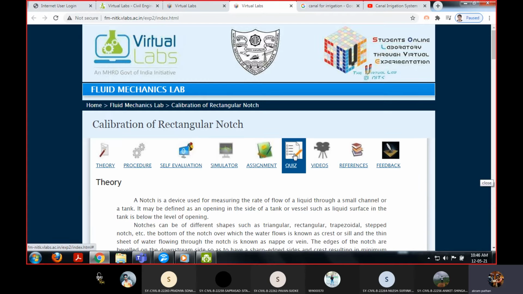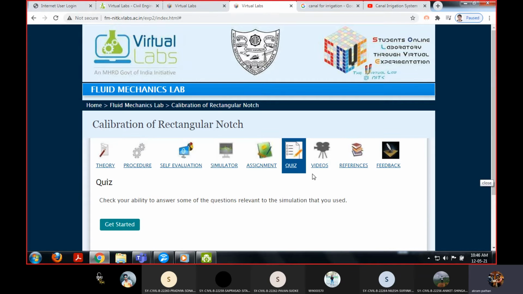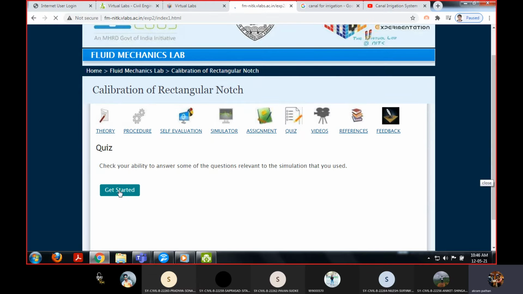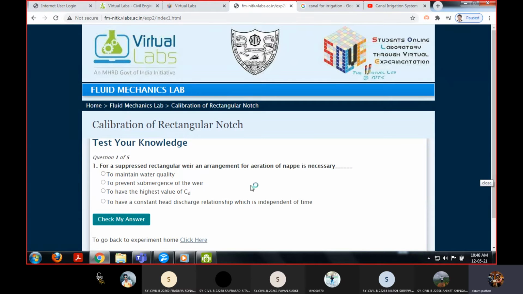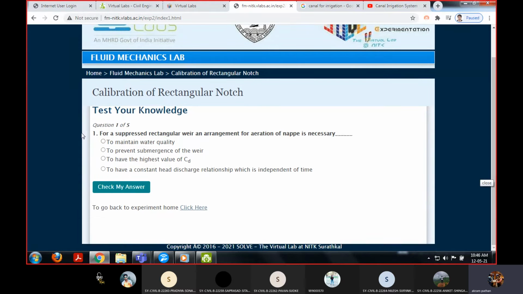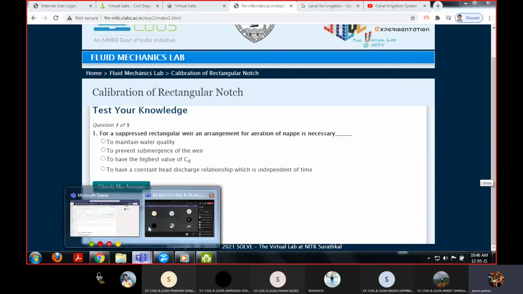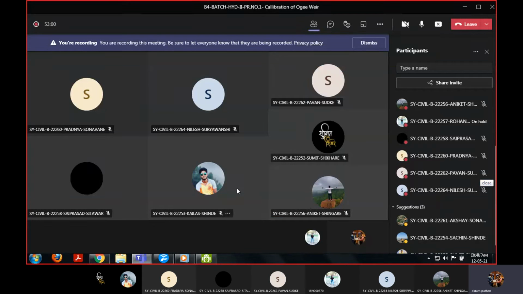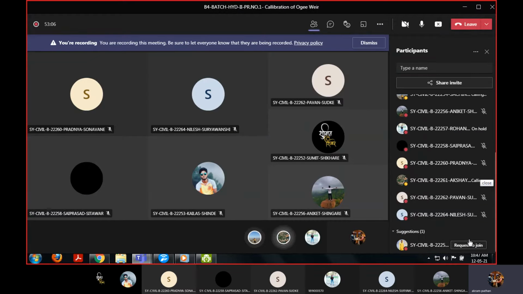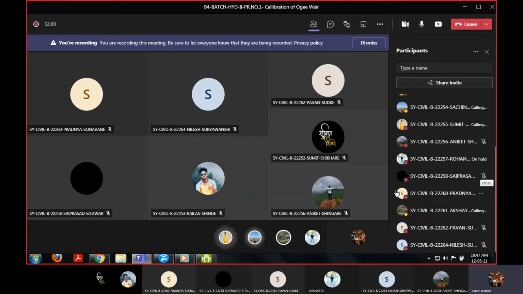So before that we have a quiz here, because we have completed the calibration of rectangular notch. So I am going to ask questions. आता हे तुम्ही वाचायचं आहे. पवन सुडके इज देअर? पवन सुडके आहे का? निलेश सूर्यवंशी. Yes, sir.